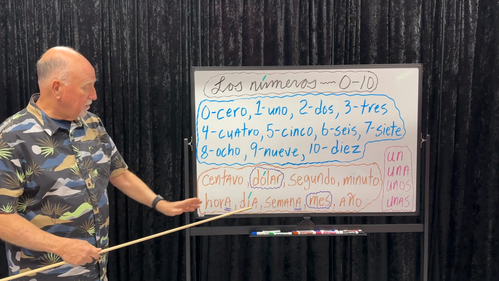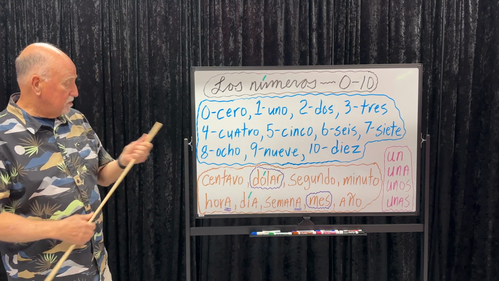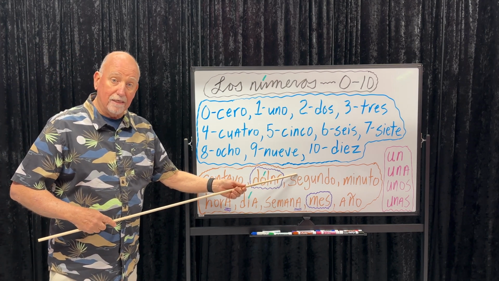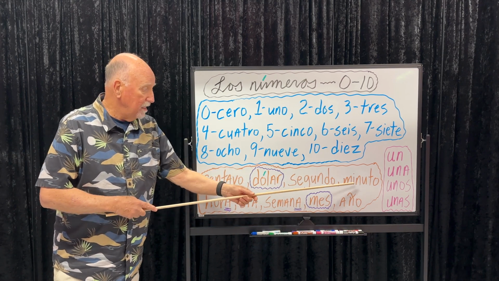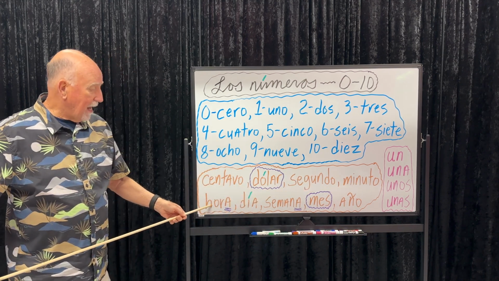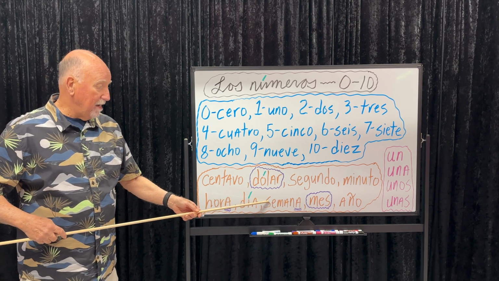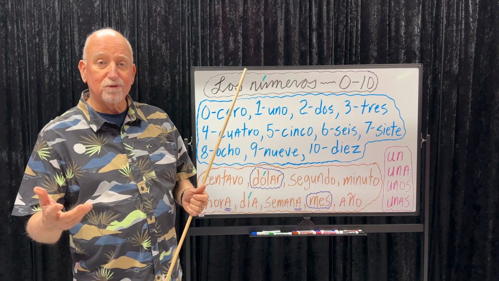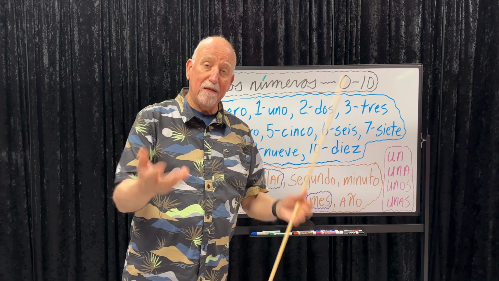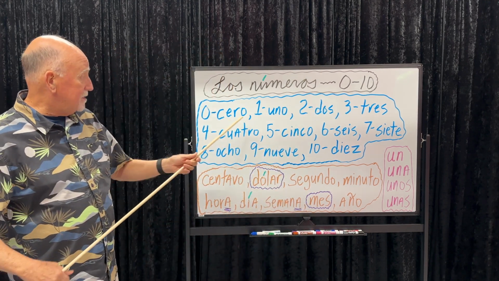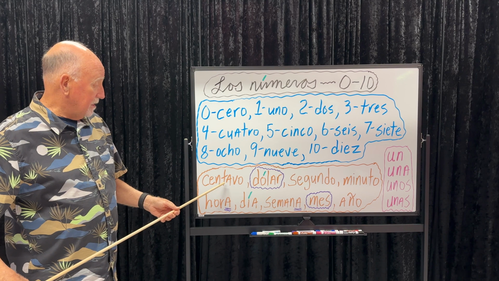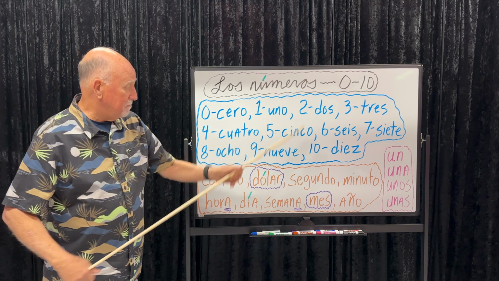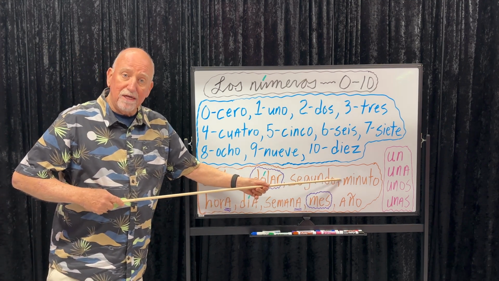All right, down below here in brown, you see some words. You see centavo is cent, dólar is dollar, segundo is a second, like on your clock, on your watch, minuto, minute, hora, hour, día, day, semana, week, mes, month, and año is year. We use numbers all the time when we spend money, pay for something. So you need to take your numbers and associate them with centavos or dólares. Time, amounts of time. Oh, I'm going to be there for 10 minutes. Voy a estar allí por 10 minutos.